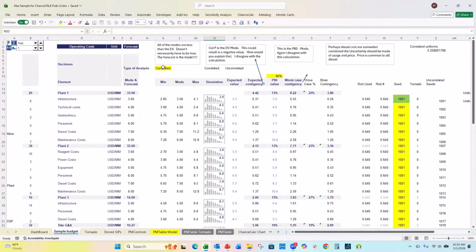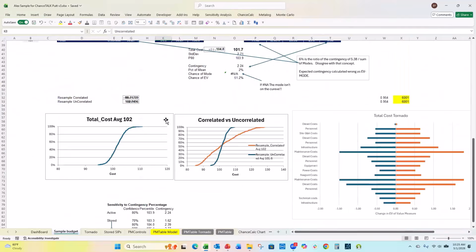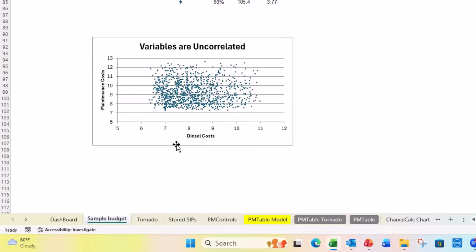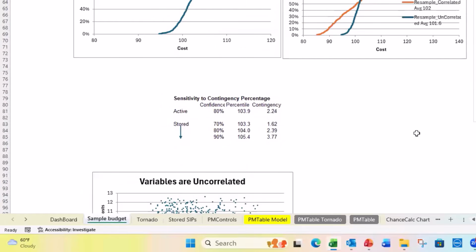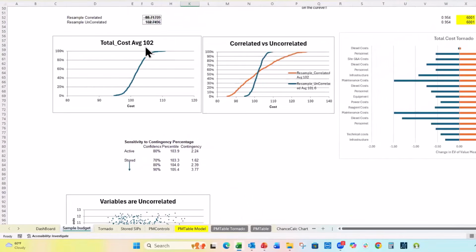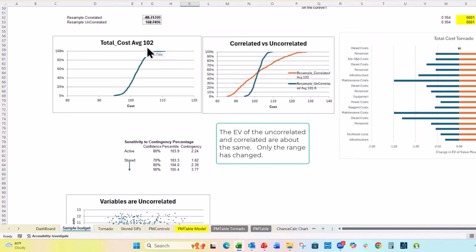So if I change this model to being independent, uncorrelated, now let's look at that same graph. Here's this graph now. You can see that they're not correlated. It's not a straight line. They're randomly sampled. Sometimes they are high, sometimes they are low, but you know, there's a lot of things in the middle here. And what's the impact of that? Oh, well, now I have a cost of 102 EV, expected value, but my range only goes from about 95 to 110.